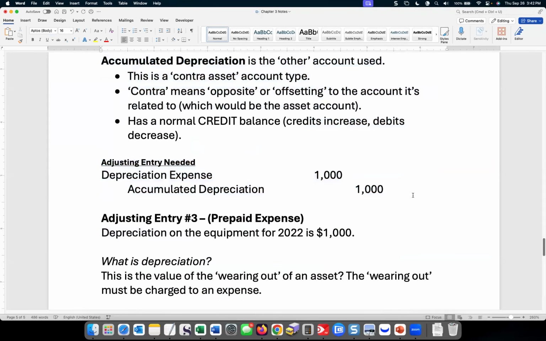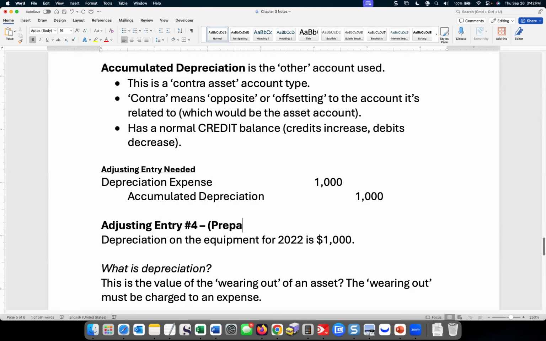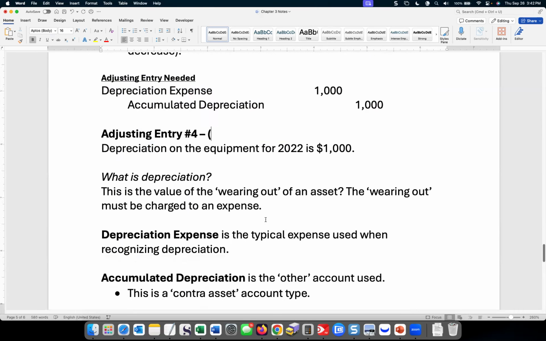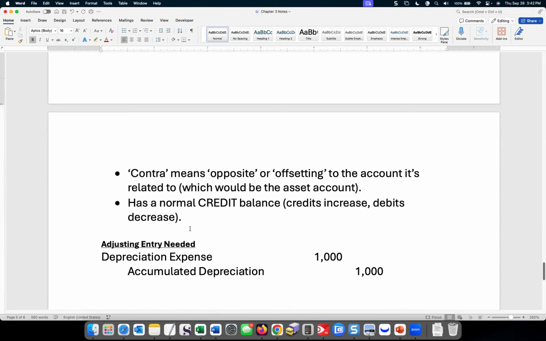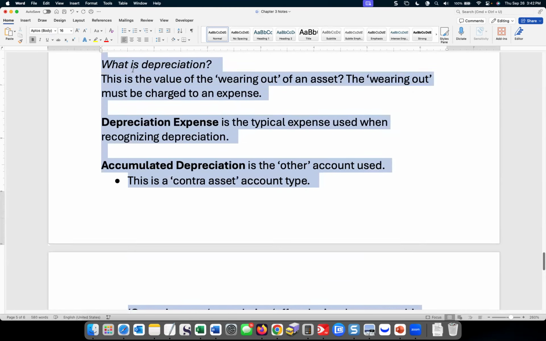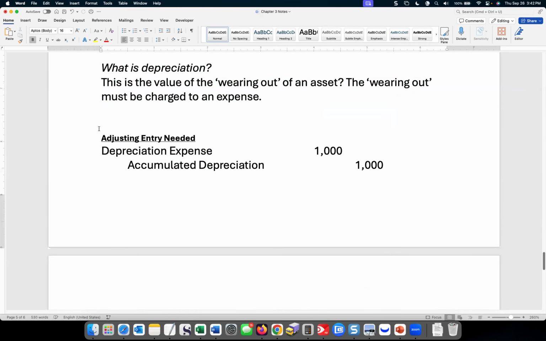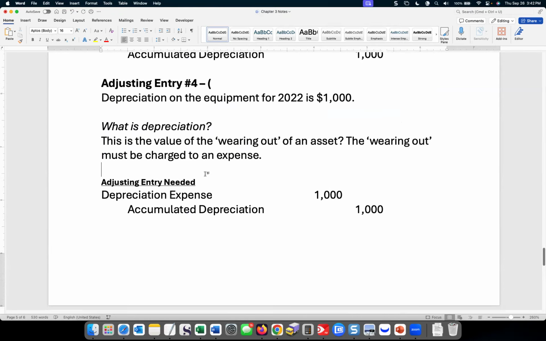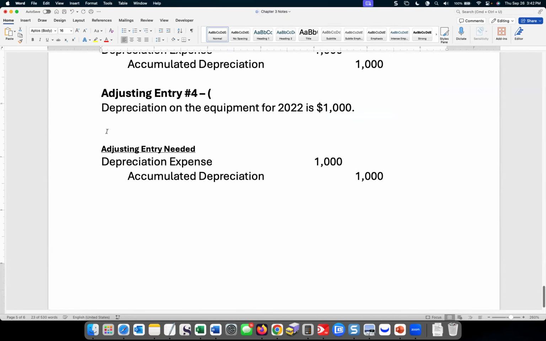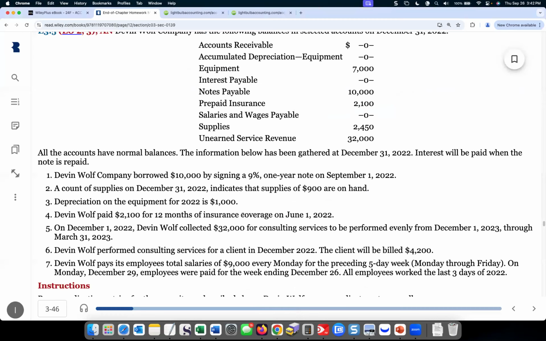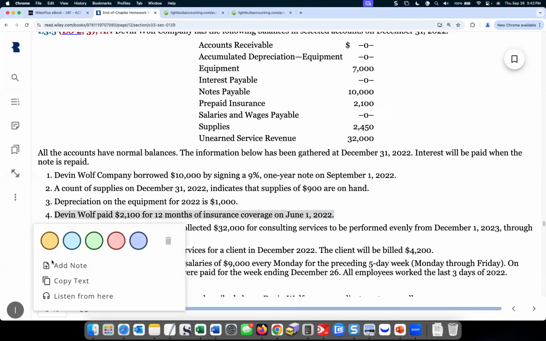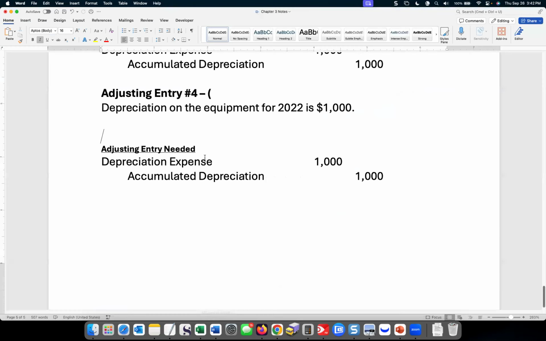So now this will be adjusting entry number 4. Get rid of this because we don't know what we're dealing with yet. All this stuff I just wrote, I don't need, so I'm just going to delete it all. So we have nothing but just the entry and then the actual transaction, which again, I'm going to copy. So this is number 4. Copy, put it in there.